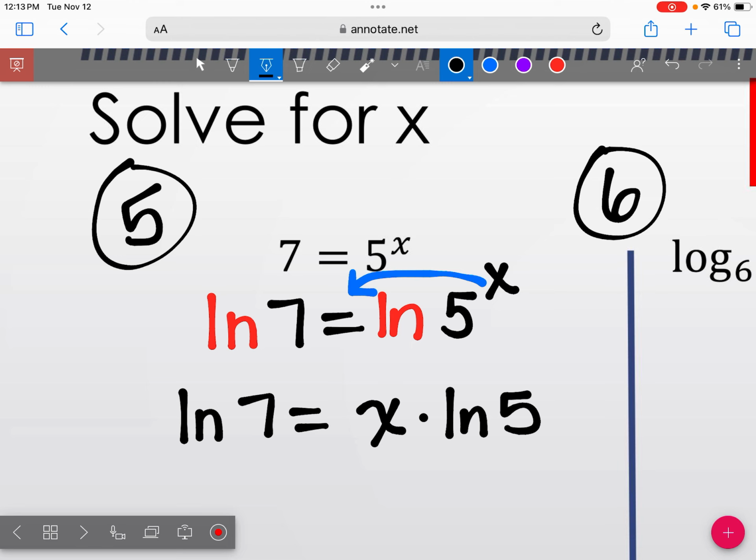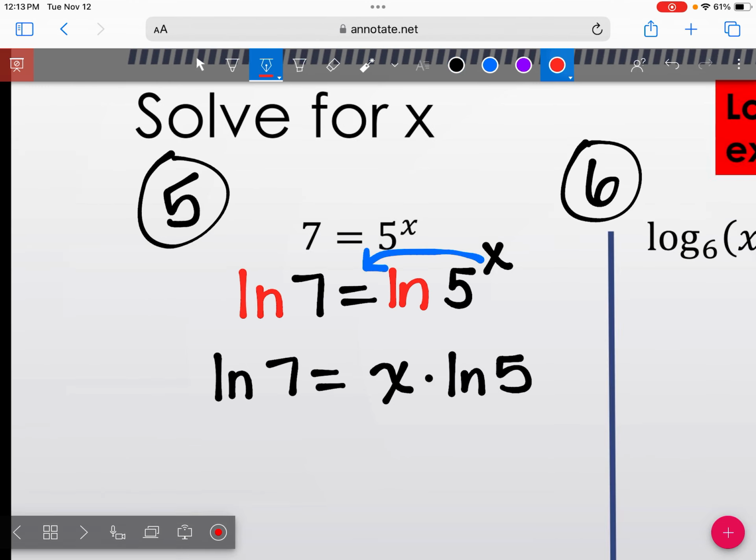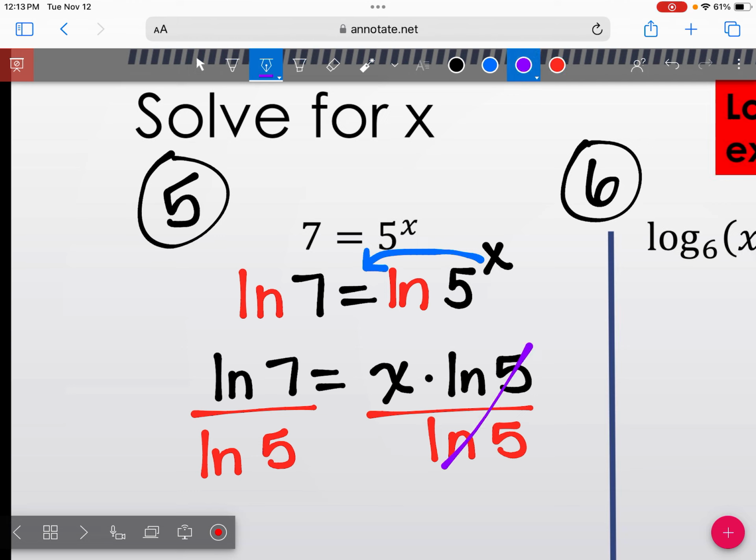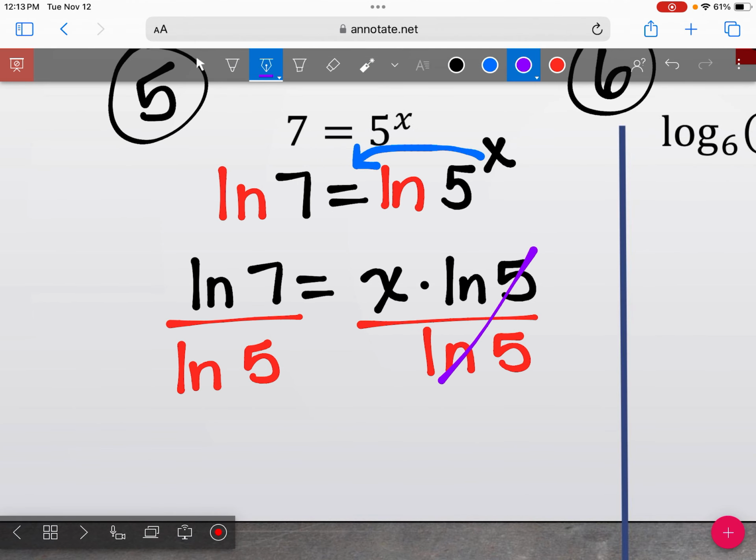Now the natural log of 5 is a number. So we're going to divide both sides by the natural log of 5. And we always divide the side with the x, right? Yeah, because we're trying to solve for x. So in your calculator, type in natural log of 7 divided by natural log of 5. Or you can do common log of 7 divided by the common log of 5. You get the same answer both ways.